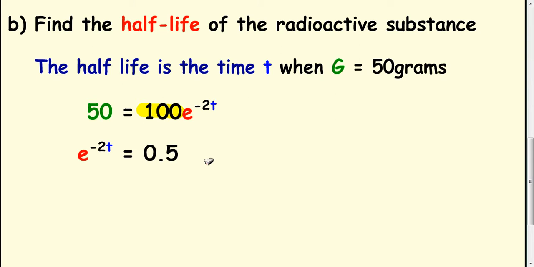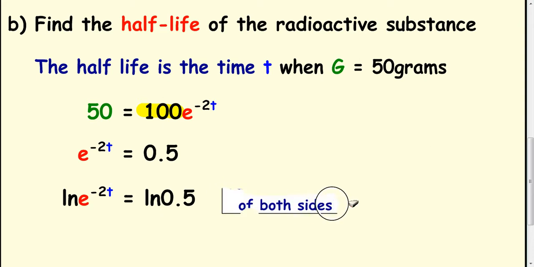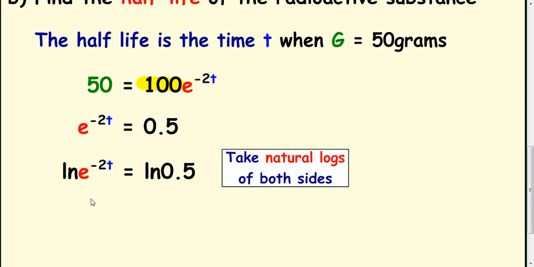We're then going to put into practice what we learnt in the last lesson. If you take natural log of both sides here, then you'll do the inverse operation of e to the power of. So that will bring the negative 2t down. So we're going to take natural logs of both sides. So e to the power of and natural log are the inverse operations. So that will take us down to negative 2t.